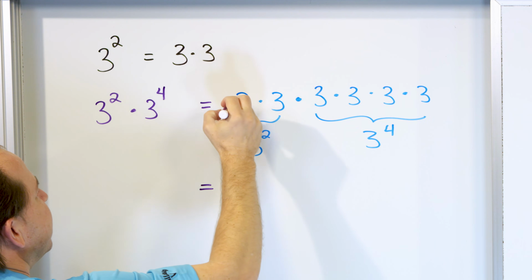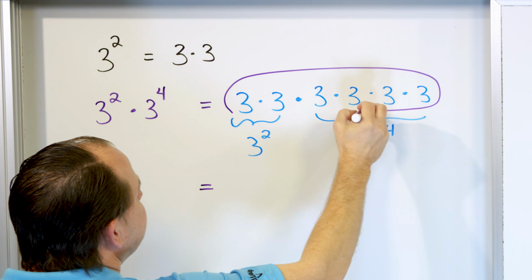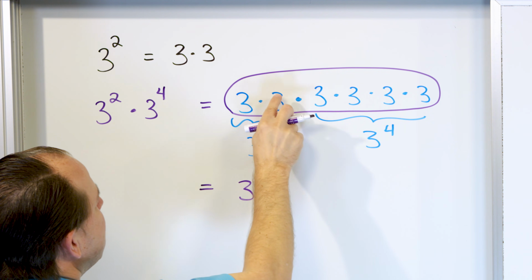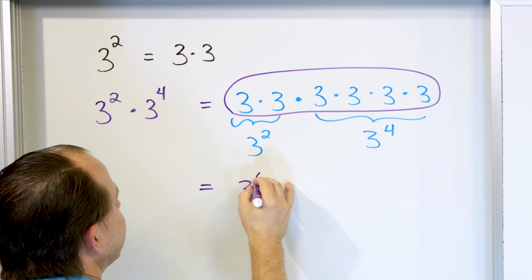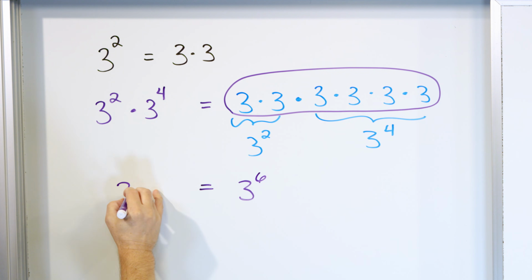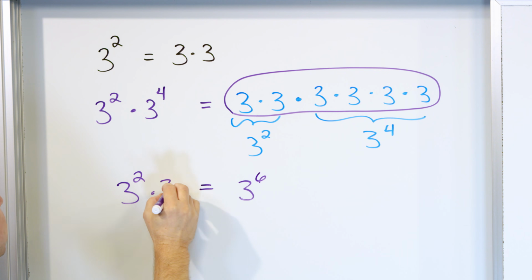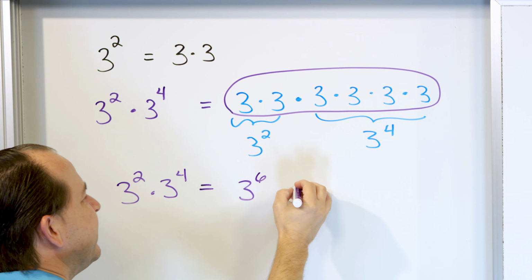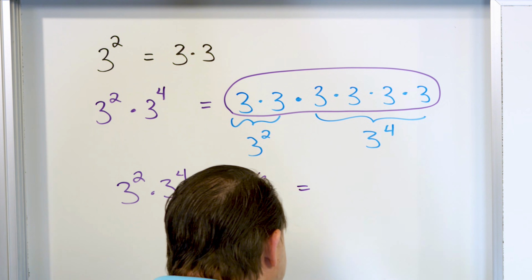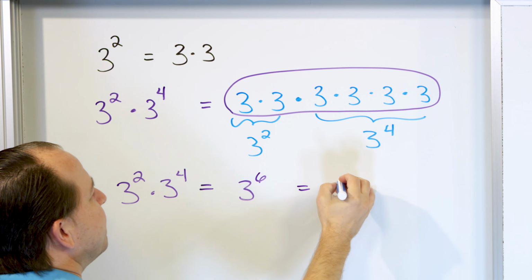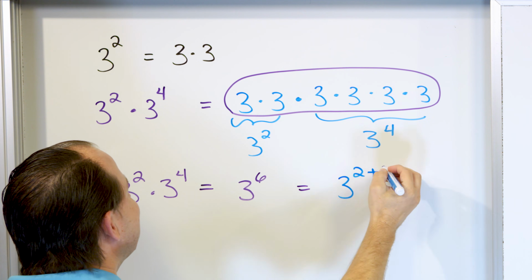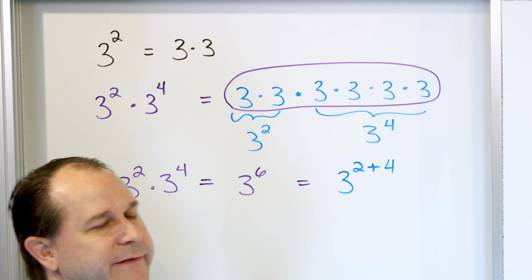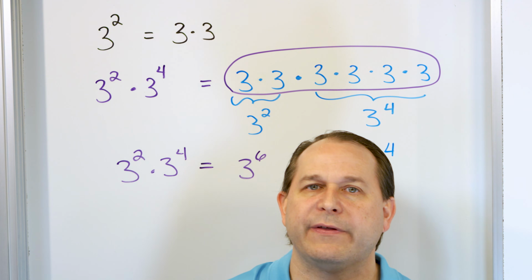What would all of this look like if we wanted to simplify, which is what it is when we multiply out? It's going to be 3 to the power of 1, 2, 3, 4, 5, 6. 3 to the power of 6. So what we're basically saying is 3 squared times 3 to the power of 4 is equal to 3 to the power of 6. But notice that this is the same thing as taking the 2 exponents that we have in the beginning, 3 to the power of 2, and adding it to the other exponent, 3 to the power of 4.